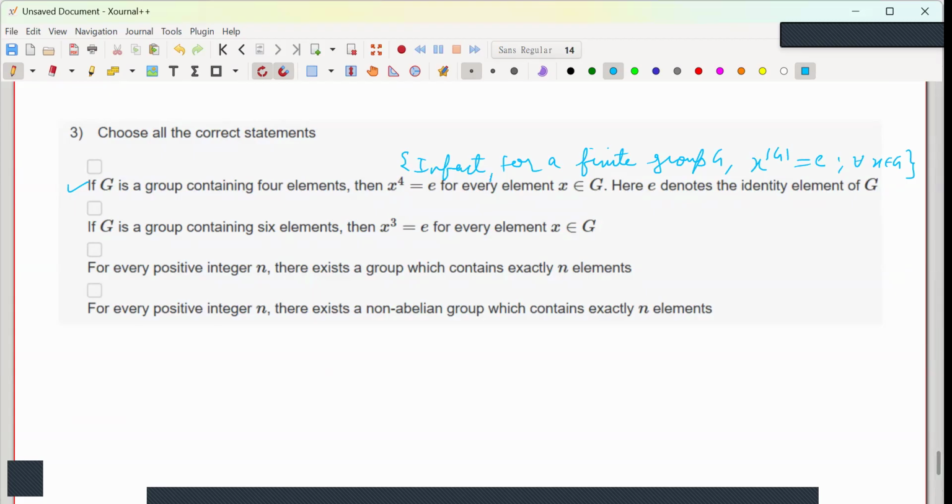For a group containing 6 elements, x cube is equal to identity for every element x belongs to G. This is false. Why? Taking S3, (1 2) is not equal to e. So for G equal to S3, (1 2) raised to cube is (1 2), which is not equal to identity.